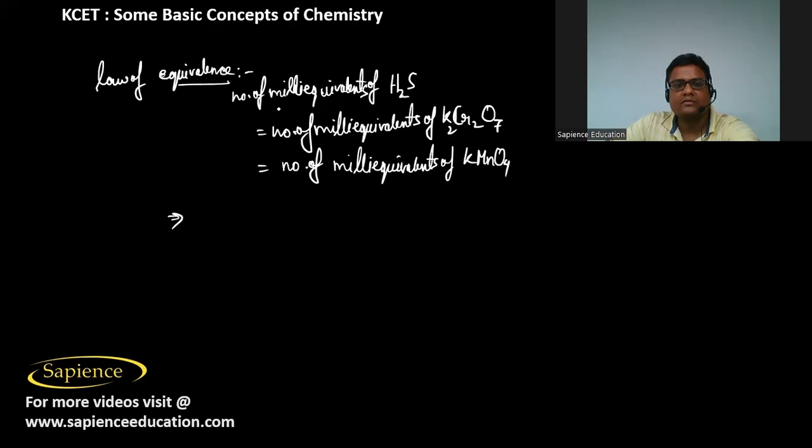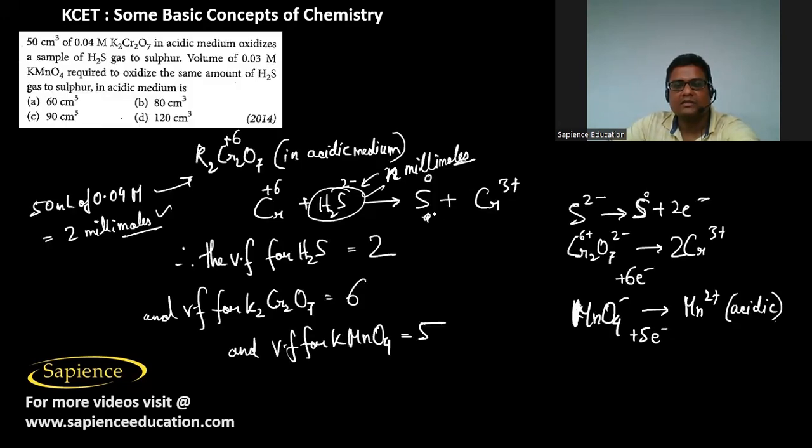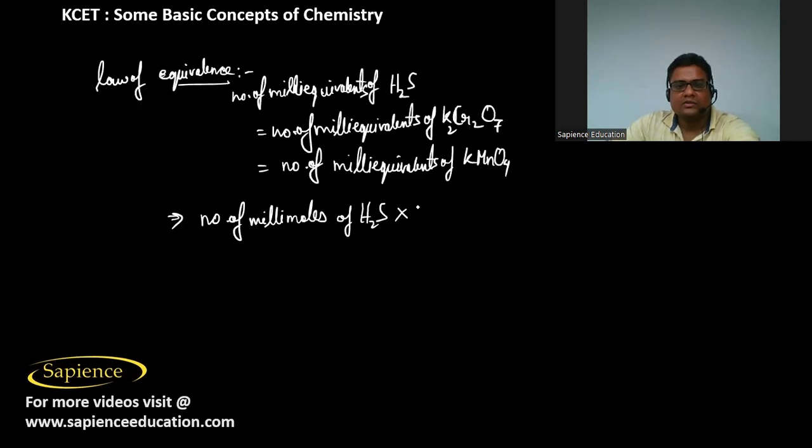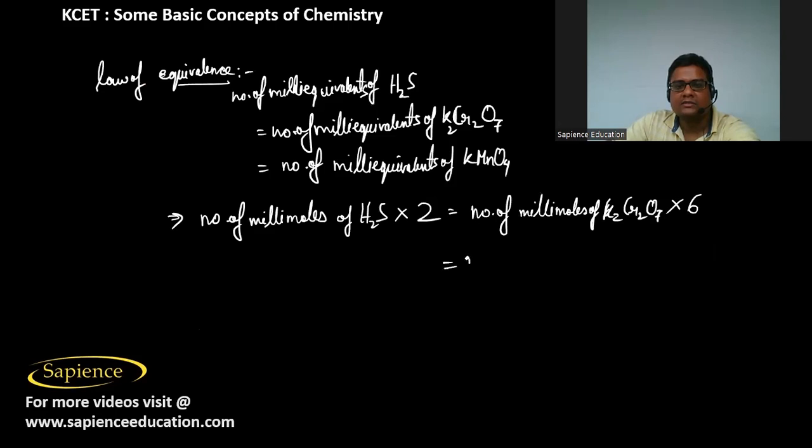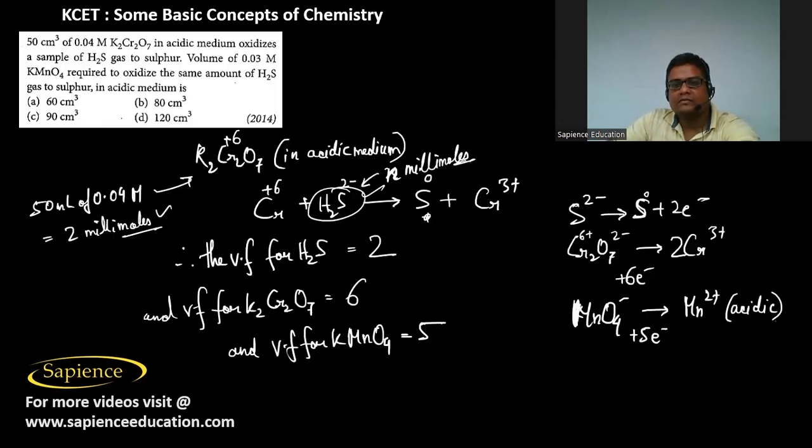So the number of milli equivalents of H2S is equal to the number of millimoles of H2S into the valency factor of H2S, which is 2. That should be equal to the number of millimoles of K2Cr2O7 into the valency factor of K2Cr2O7, which is 6. That should be equal to the number of millimoles of KMnO4 into the valency factor for KMnO4, which is 5.